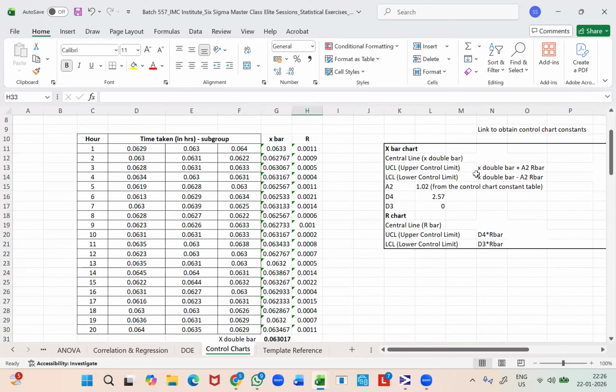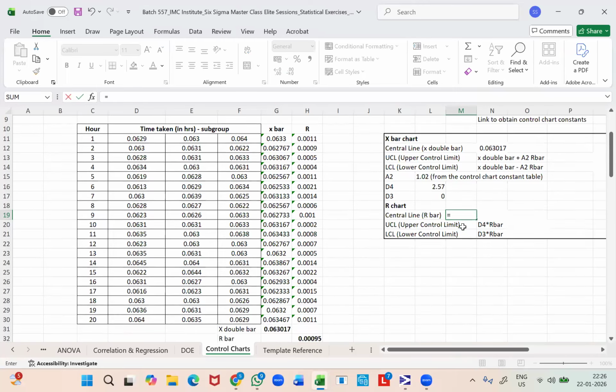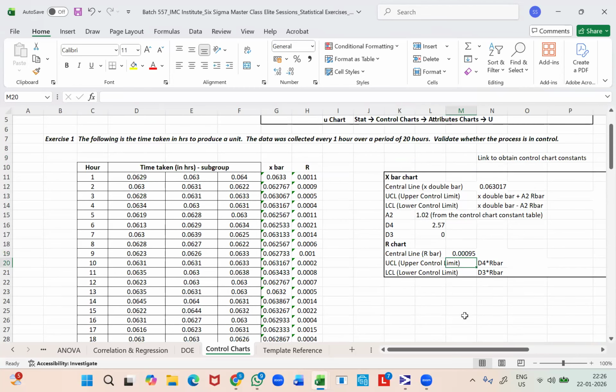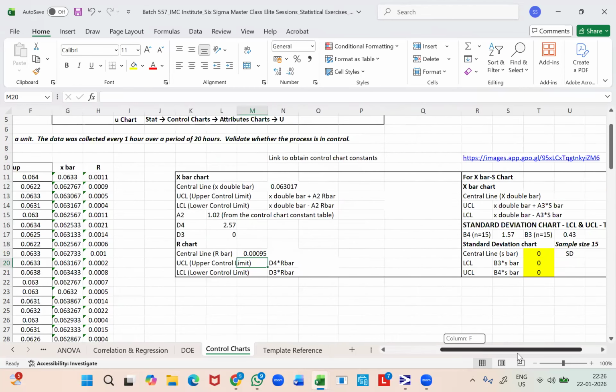So I can just provide reference to these values. So the central line in the X bar chart will be X double bar and the center line in the R chart will be R bar. Now, if you want to calculate the upper control limit and the lower control limit for this X bar chart, we can use this formula: the central line, which is the X double bar plus A2 R bar, right?